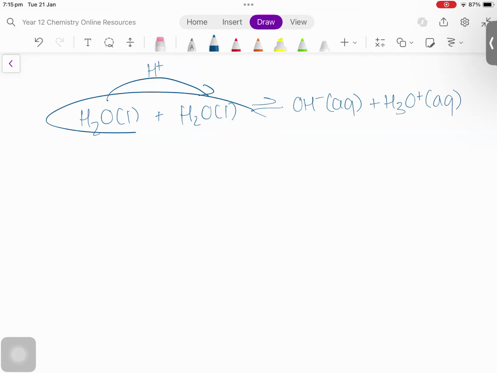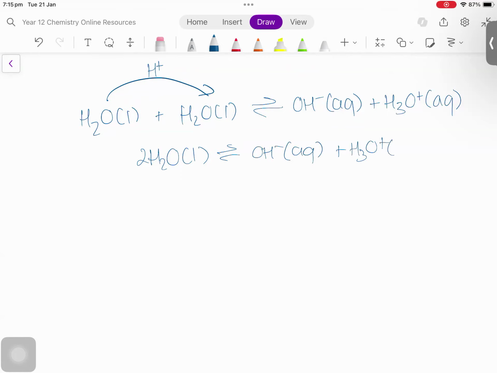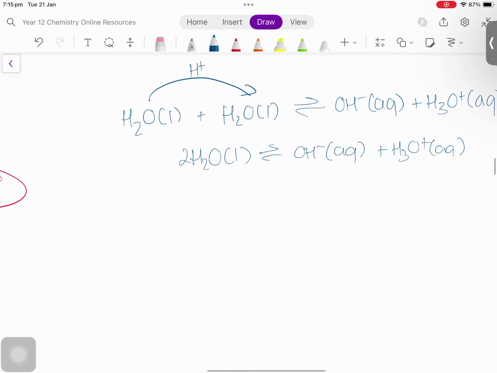Now, because you have two waters on the left, the reason I wrote it separately was so that you guys could see the acid and the base working together. I'm just going to combine it now. This is going to turn into 2H2O(l) double arrow OH minus (aq) plus H3O plus (aq). This equation, everyone, is called the self-ionization of water. Water is turning itself into the OH minus ion and H3O plus ion.